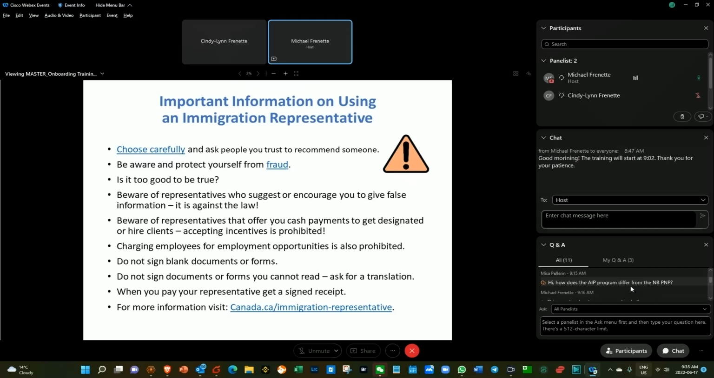Any type of payment in cash should be provided with a receipt. It is also illegal to charge an employee for an employment opportunity, so that's something you need to remember. Don't ever sign any type of blank document or document in a foreign language. Always keep a signed receipt. And you can find additional information on choosing a representative, filing a complaint, or reporting fraud on our website here.